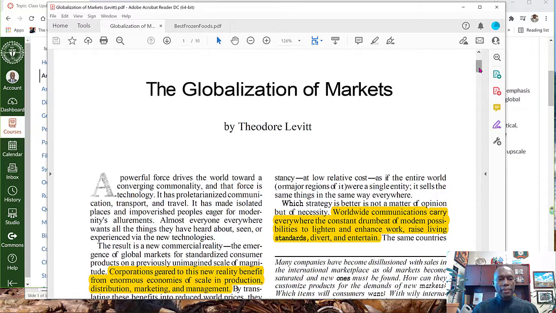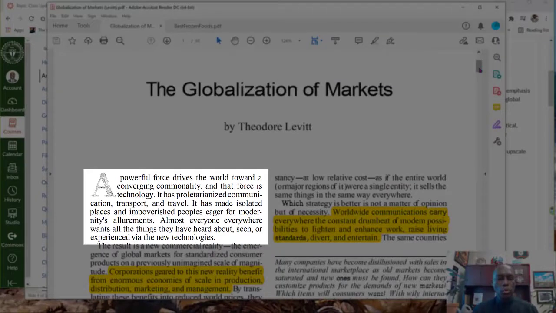So it starts out, "A powerful force drives the world towards a converging commonality, and that force is technology. It has proletarianized communication, transport, and travel. It has made isolated places and impoverished peoples eager for modernity's allurements. Almost everyone everywhere wants all the things they have heard about, seen, or experienced via the new technologies."